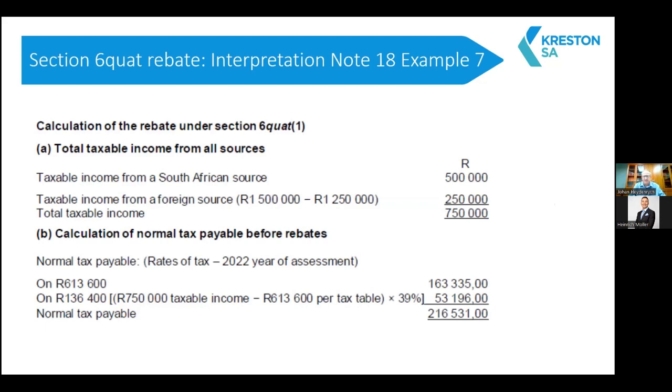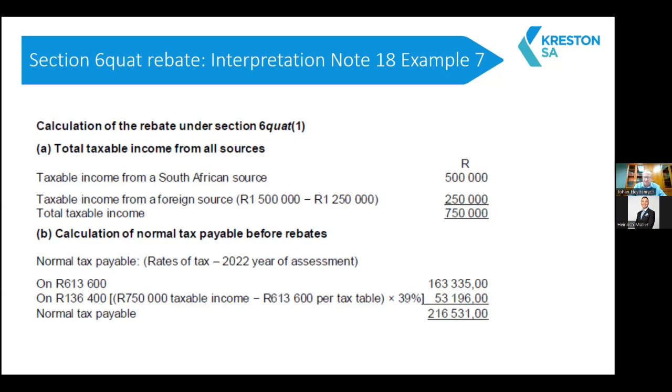So the income from a South African source is 500,000 rand. No problem with that, because I worked in South Africa. The taxable income from a foreign source is 1.5 million rand. I qualify for 10(1)(o), so my maximum exemption is 1.25 million rand. So I pay tax on the 250,000 rand. So my taxable income in South Africa is 750,000 rand. Now you work out your tax on this taxable income, so it is 216,531.